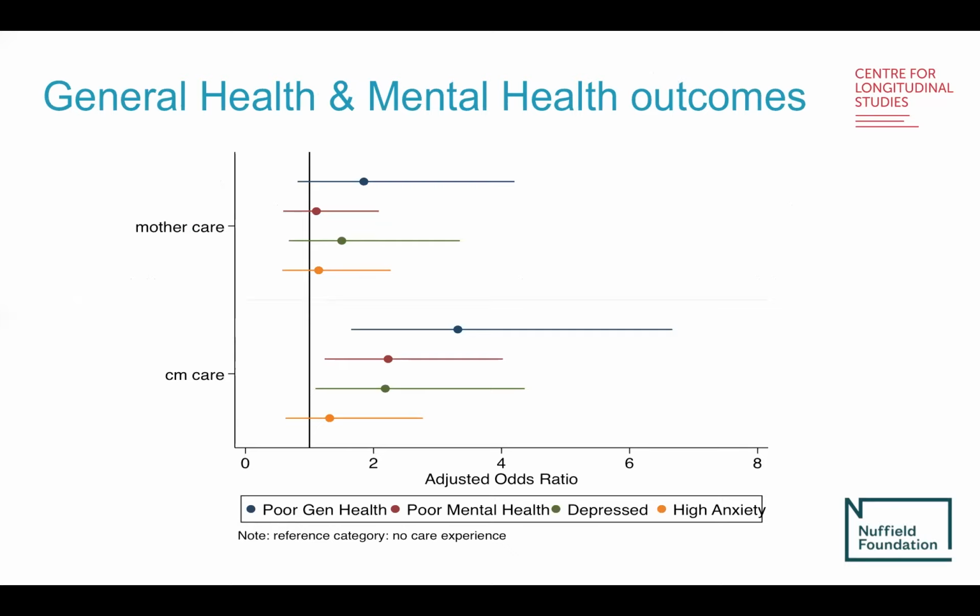Looking first here at the general health and mental health outcomes, we can see that for the cohort member who has been in care, the association of their time in care with poor general health, poor mental health, and symptoms of depression remains significant, even when we've taken into account their background characteristics and current circumstances, although the association with higher levels of anxiety is removed. We can also see that for those whose mother has been in care, there is no significant association with any of those four outcomes, because the confidence intervals all cross the line at 1.